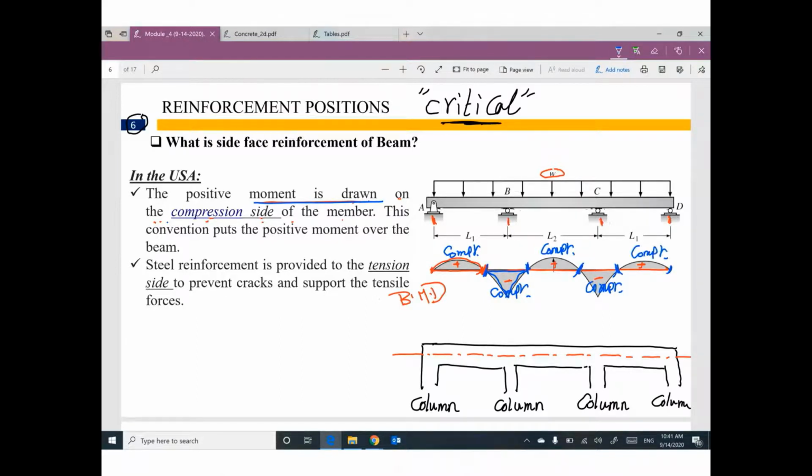Anybody has any question for this point? It's very simple. Go ahead and draw your moment. Positive moment is at the top. Negative moment at the bottom. Moment is drawn on the compression side. Once you find the moment, you will find the compression side.